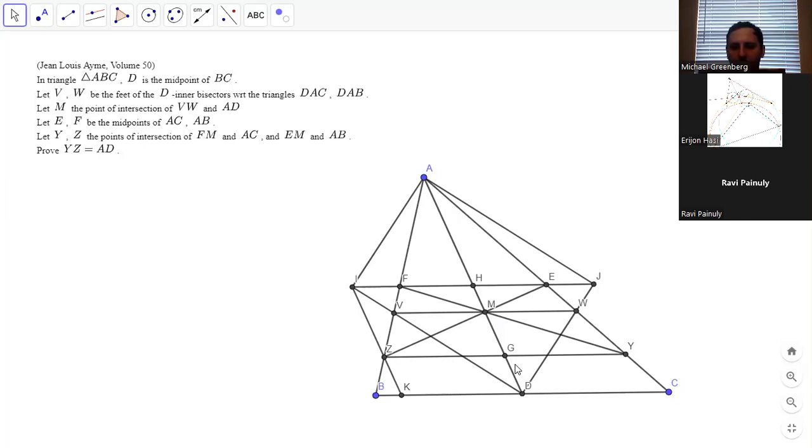But let's see, we need to show. Since these are both angle bisectors, this is a right angle. How do we show? Oh, it's obvious because this is a right triangle right here, and then you're reflecting B across the midpoint. So then that's a rectangle.